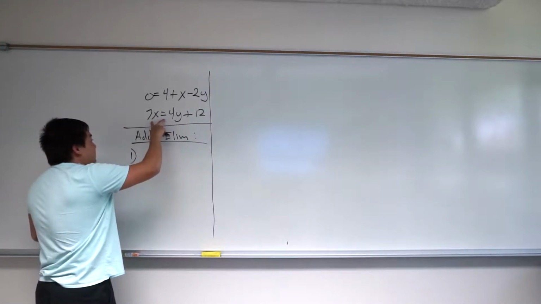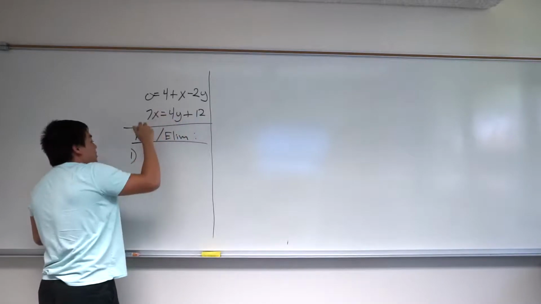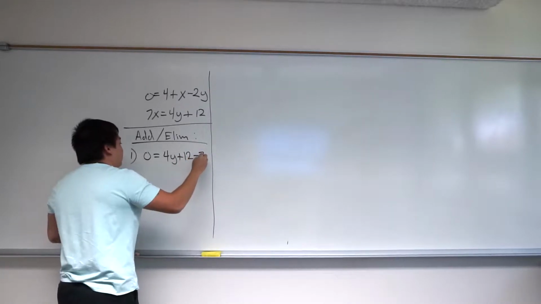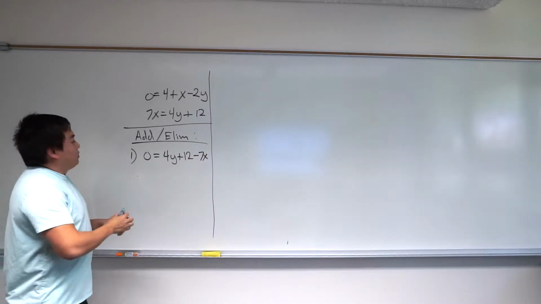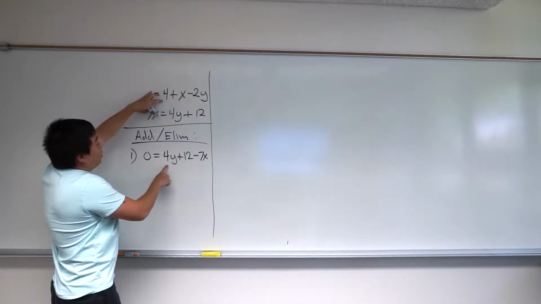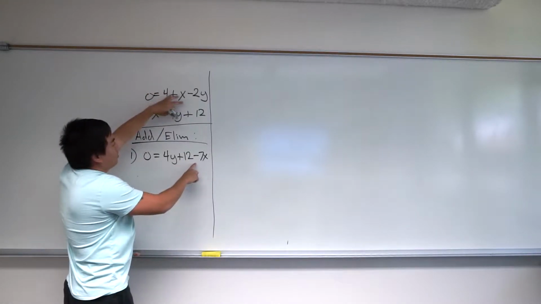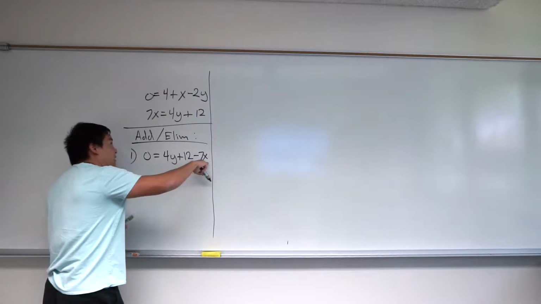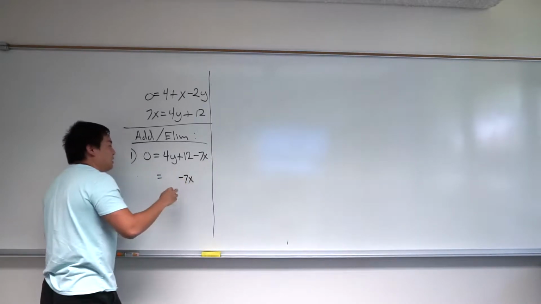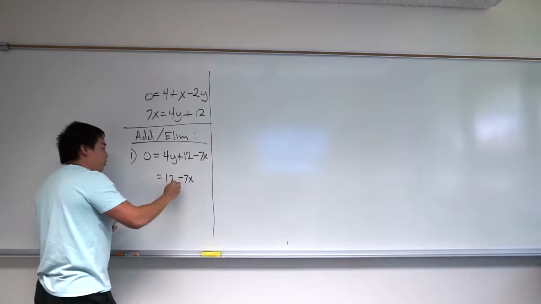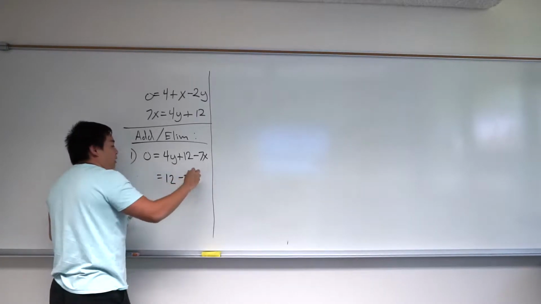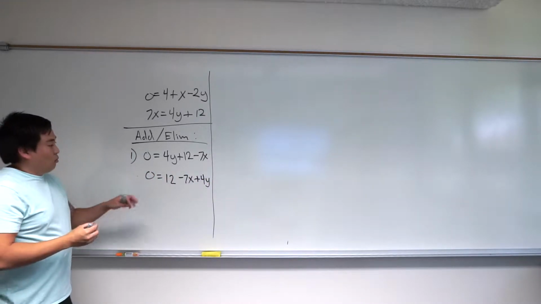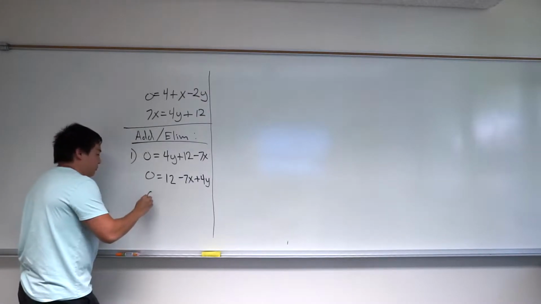So I think it's easier to move the 7x over to the right, so that we get 0 is 4y plus 12 minus 7x. But notice that when compared to this one, we want the constant in the front, the x in the middle, and the y to be last. So by moving this x to the middle, we get the minus 7x. By moving the 12 to the front, you get a 12. And by moving the 4y to the back, we get plus 4y. And the 0 stays the same. Write the second equation underneath it.